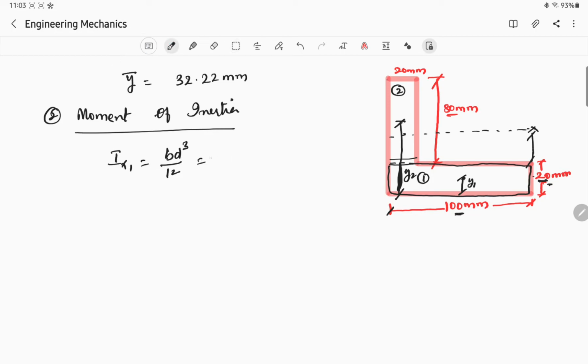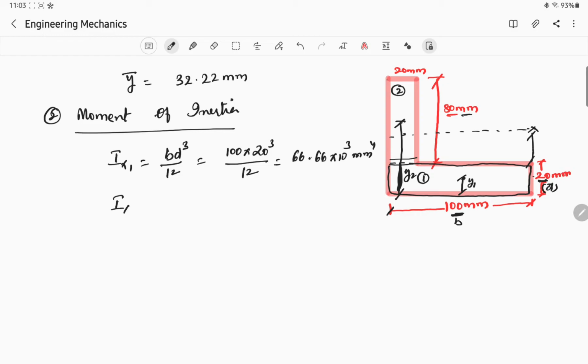So Ix1, what is B? B is 100 into D cube, where B is the width and D is the depth of the rectangle. D is 20, whole cube, divided by 12. Ix1 is equal to BD cube by 12, so we got 66.66 into 10 power 3 mm power 4. The units of moment of inertia will be either mm power 4, cm power 4 or m power 4, depending on the units used. Since we have mm here, it is mm power 4.